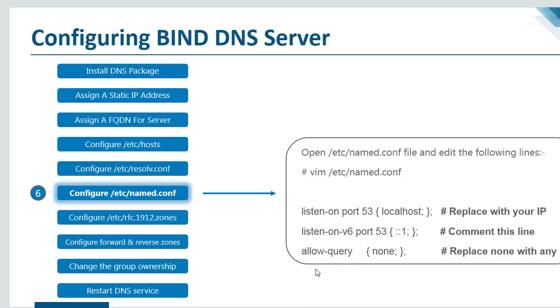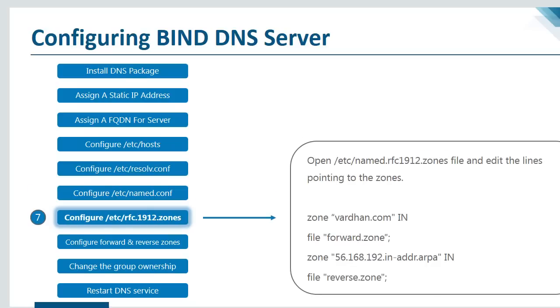So we have to edit these 3 lines. Initially when you open this file, you will have this line where in curly brackets you would have localhost, like it says here. What you have to do is replace this localhost with your IP address. In my case, I would be doing it with .256.2. That's my IP address. You'll have one more line for pointing to the IPv6 port number, and this you need to comment out. You don't need this line anymore. The third line which you have to edit is allow-query, and you will have none initially. You should replace this with any. So that is the 6th step which you have to configure.